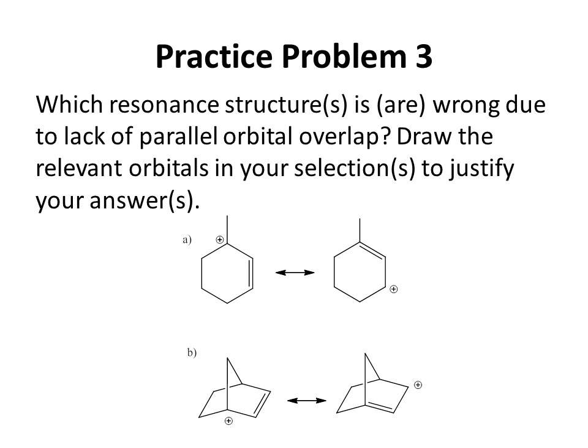Practice problem 3. Which resonance structure or structures is or are wrong due to lack of parallel orbital overlap? Draw the relevant orbitals in your selection or selections to justify your answer or answers. To make sure that you can figure out the correct orientation of orbitals in these molecules, you may want to pick up a molecular model kit to solve these problems. It will really help you understand the geometric orientation of orbitals. It's very difficult to visualize in your head.